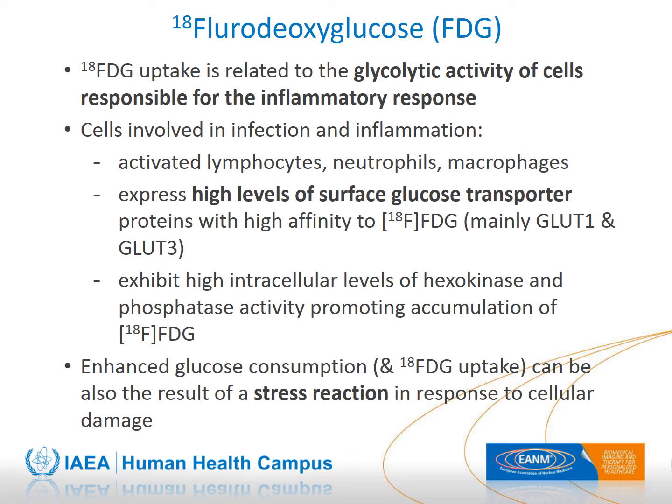This is because the inflammatory cells express high levels of the glucose transporter, particularly the GLUT1 and the GLUT3 variety, and this allows the cell to actively take up FDG and trap it within the cells. The radiolabel fluorine 18 then allows PET imaging to take place, and then the areas of infection and inflammation can be further imaged and studied on PET.